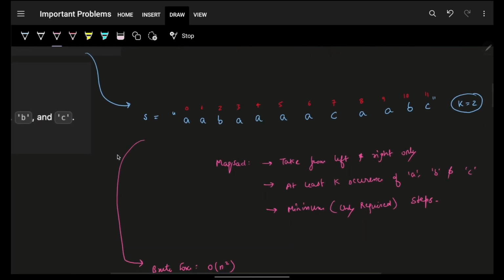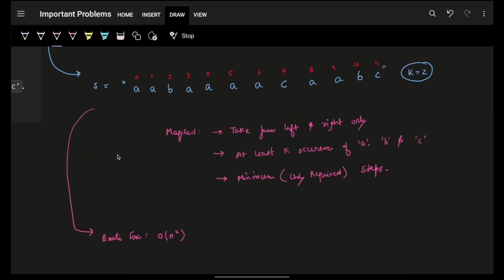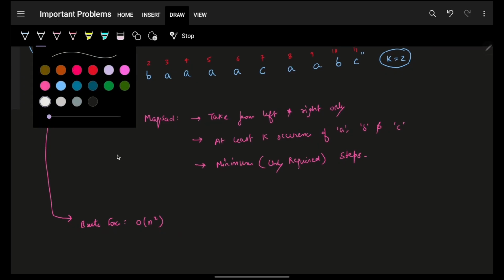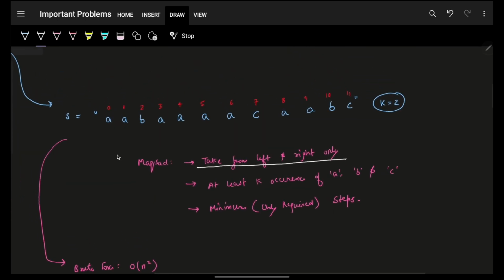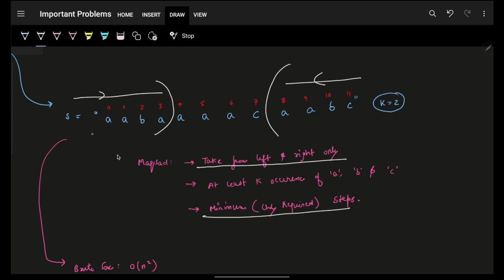Now, when it is possible, let's see how we will find it. One very basic approach which comes to our mind, and whenever we think of an approach, we should think of our goal. Our goal was that I have to take things from left and right only, which means I will start taking things from the left, and then to satisfy my need, I will start taking things from the right side, and thus I will have to minimize the total length from left plus right, also making sure that for each character A, B, and C, the occurrence should be at least K.